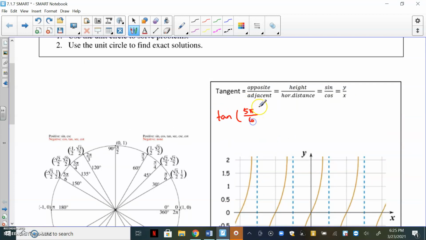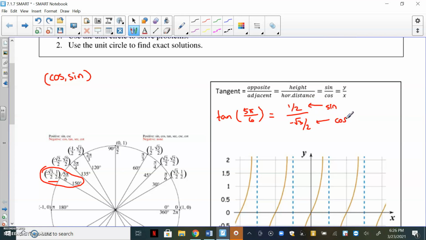Sometimes it'll be radians in here, sometimes it'll be degrees. It doesn't make a difference. When I'm asking for the tangent of 5 pi over 6, you find that on the unit circle, and remember, it's always cosine comma sine in those coordinates. So I'm going to do the right divided by the left. So I would do 1/2 divided by negative root 3 over 2. That's what I mean when I say sine divided by cosine.